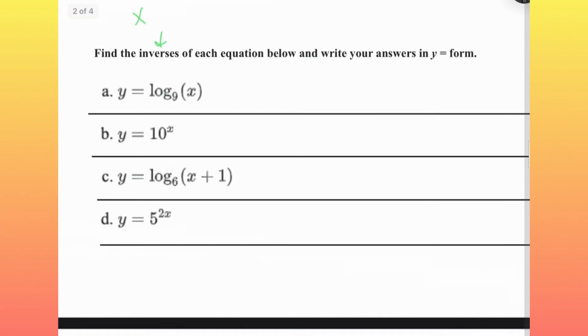So in general, describing inverses just means our x and our y values are flipped. And then we also know when I'm dealing with logs and exponents, if I need to write something in that y equals form, then I'm going to use that equivalent equation. So for log, it will help me go to an exponential function and vice versa.